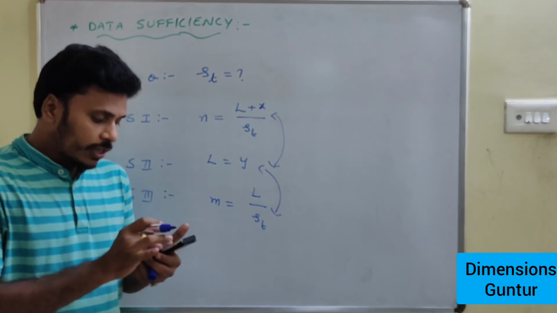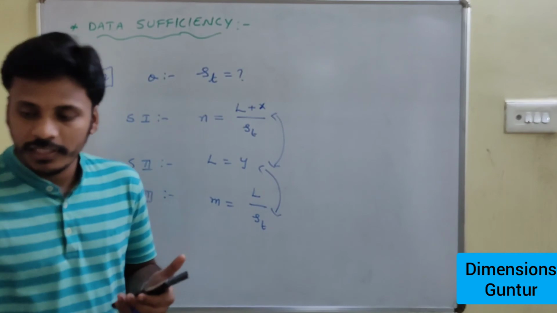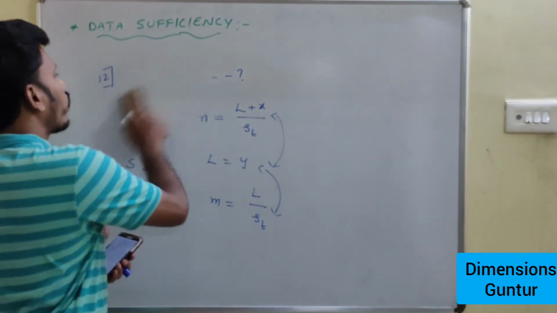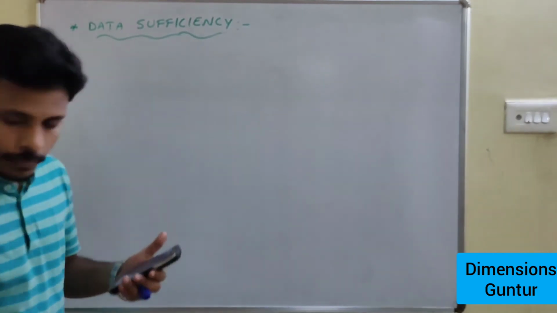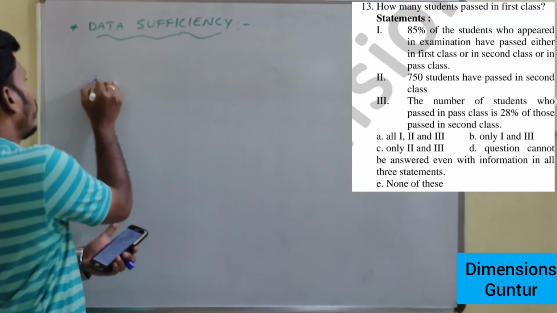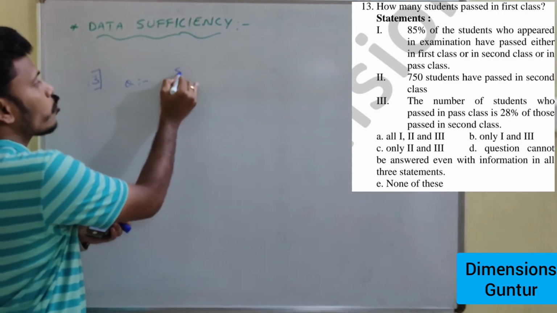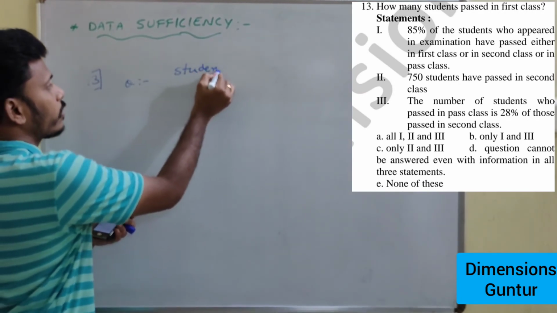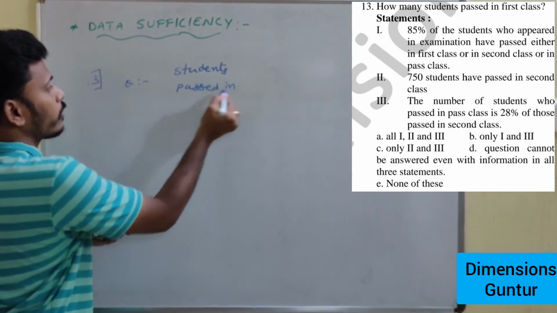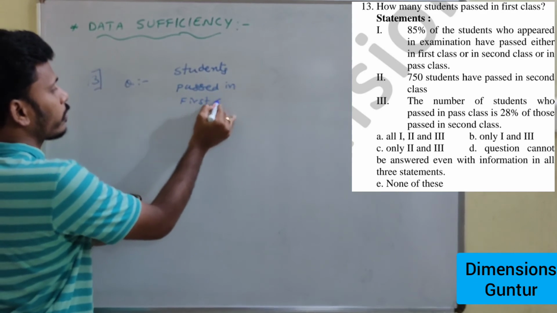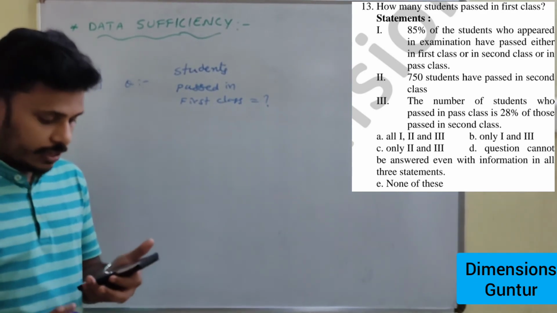Then coming to the 13th one, the problem is related to how many students passed in first class. We need to calculate the number of students who passed in first class. That's the question part. Then we need to look at the statements. Question: what do we need to find? We need to find out the students who passed in first class. That's what we need to find for the 13th problem.